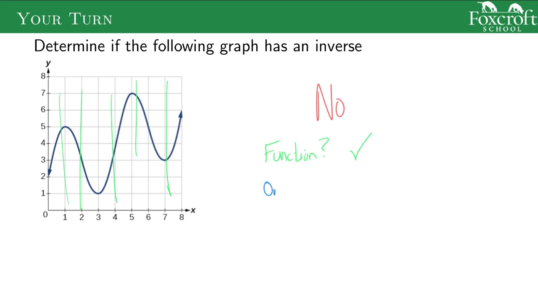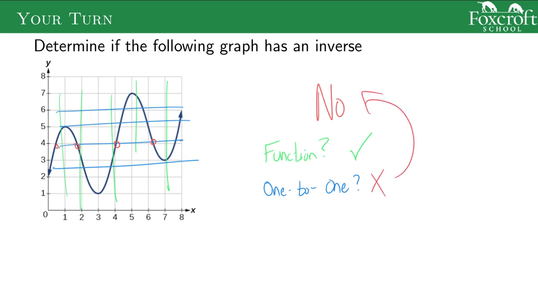Now we know it's a function. Is it one-to-one? Because if it's one-to-one, then it has an inverse. For one-to-one, now we do the horizontal line test. So we draw a bunch of horizontal lines. And if that hits your graph more than once, it's not a one-to-one function. So we have this horizontal line, which hits our graph 4 times, which means it's not one-to-one, which means no, it doesn't have an inverse. So the horizontal line test is going to tell you if it has an inverse.